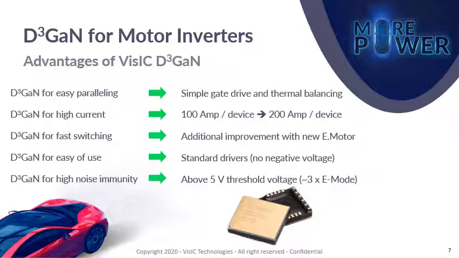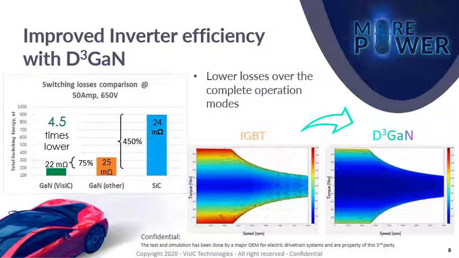And of course, for such hard switching application, high threshold voltage helps a lot for noise immunity. On this slide, you can observe a comparison of tests and simulations done by a top-tier OEM, which was kind enough to allow us to present their findings. The graph in the center shows losses for an inverter using IGBT technology, and the one on the right is using VisIC D3GaN. It is quite evident that by using GaN technology, it is possible to reduce the losses over the entire operational range. This is enabled by the significant reduction of switching losses using VisIC GaN technology.